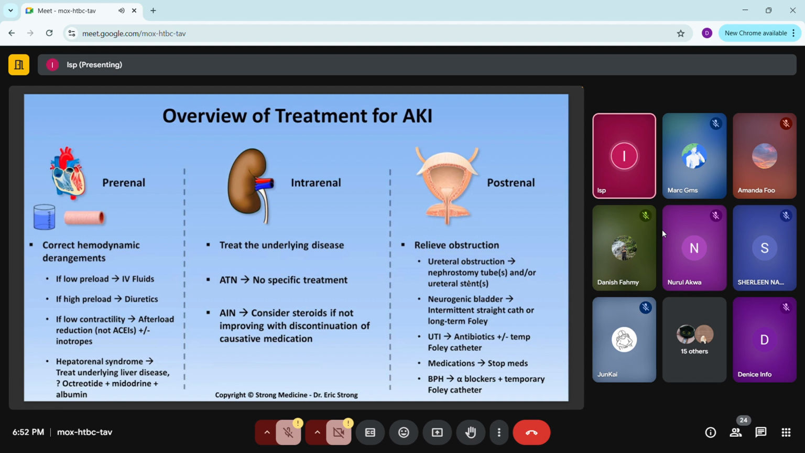If the patient has BPH causing obstruction, you need to put in a Foley catheter to divert the obstruction. Intrarenal causes are more difficult. If it's due to medication, you identify the culprit medication and you stop it.